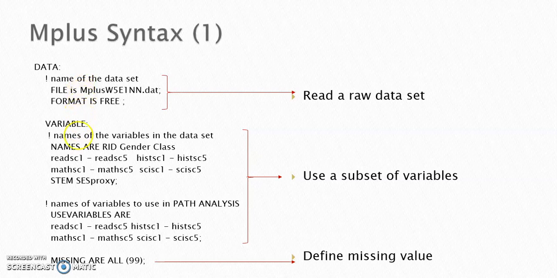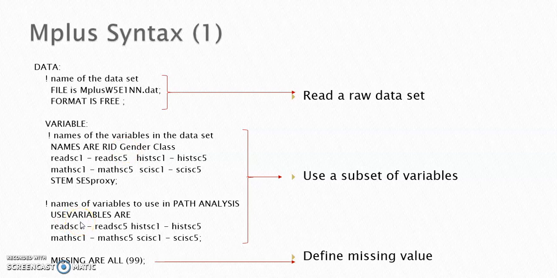Here, I would like to highlight a few things. First, we are reading the raw data file for this analysis. This is how you read a raw data file in Mplus. File is, and you give the file name. Then, format is free. For variable names, since I have sets of questions numbered 1 through 5 at the end of the variable names, I can use a shorthand by typing read SC1 through read SC5, or you can list the names individually. Remember, in names R, you need to name all variables that are part of your dataset.